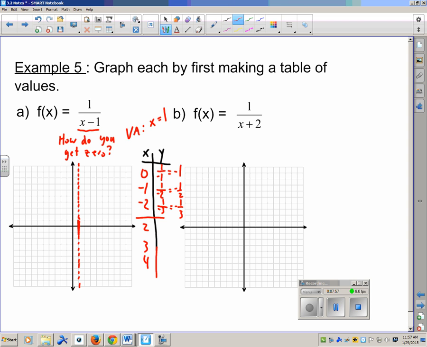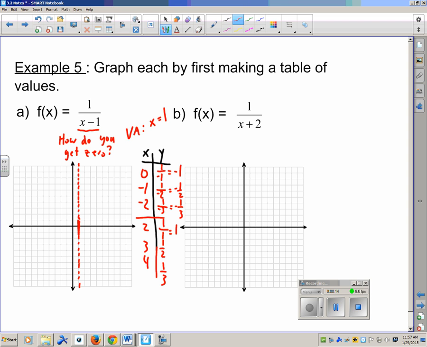All right, now let's plug in 2. So 1 over 2 minus 1 is 1. And then 1 over 3 minus 1 is 2. So that's just simply half. And then 1 over 4 minus 1 is 3. So I simply get 1/3.